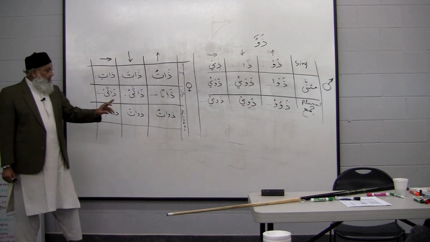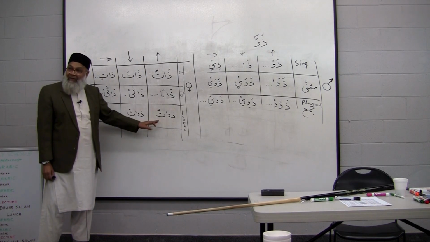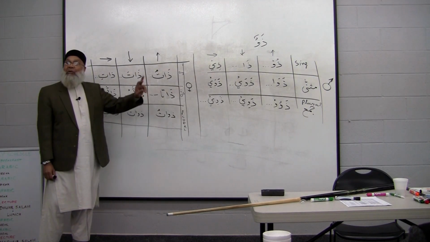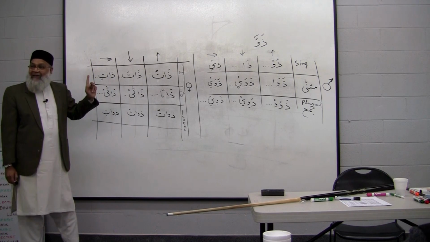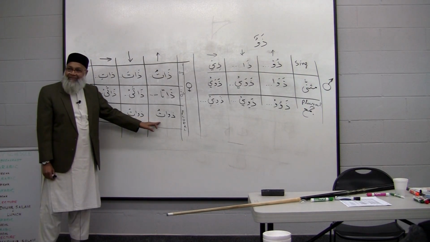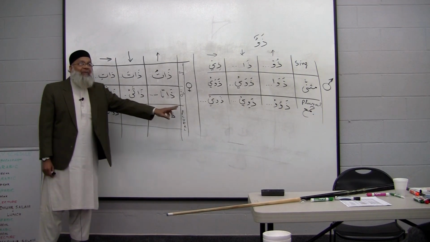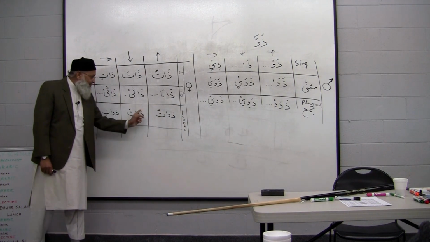Normally, the ta of feminine, that is tu, ti, and ti, there is no ta. But here, it is not feminine. It has a ta maftuha at the end, but it is a broken plural. So, this is Zawatu, Zawata, Zawati.